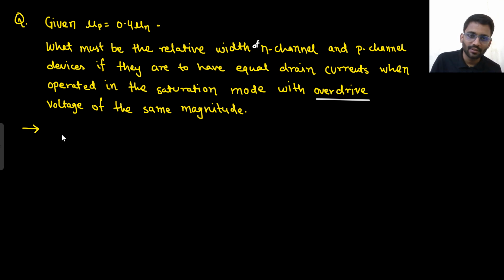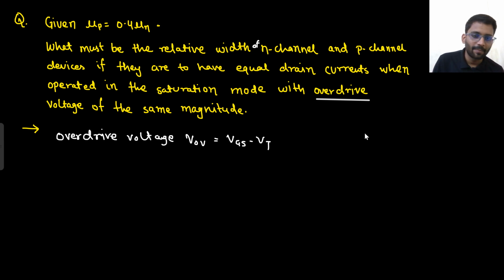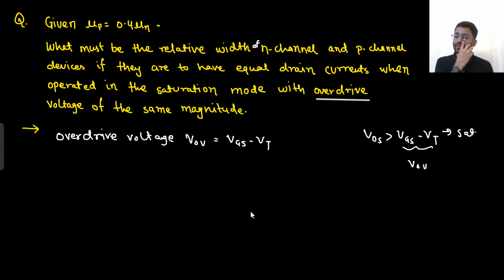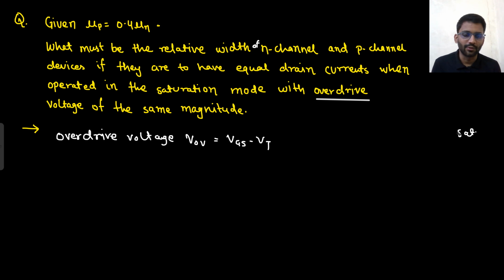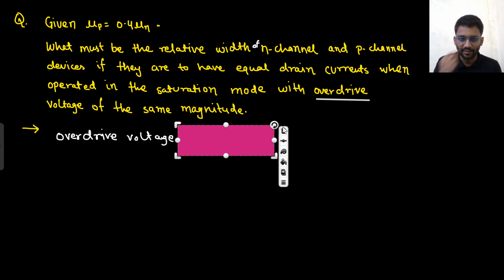What is overdrive voltage? Overdrive voltage, sorry, not on drive, overdrive. What is overdrive voltage? Overdrive voltage means VOV, and that is VGS minus VT only. Basically, I told you that if VDS is greater than VGS minus VT, it will be in saturation region. So this potential is known as V overdrive. V overdrive is VGS minus VT only. Okay. So this term I forgot to introduce you. So V overdrive is VGS minus VT. Always remember it. Arey wah.